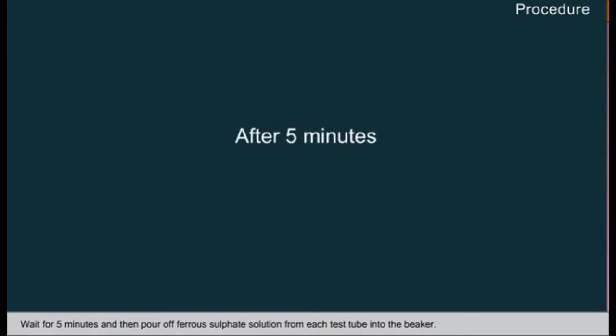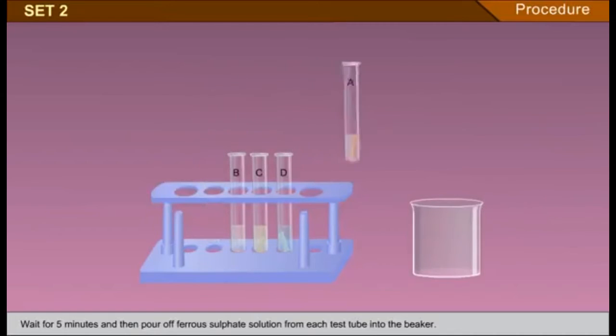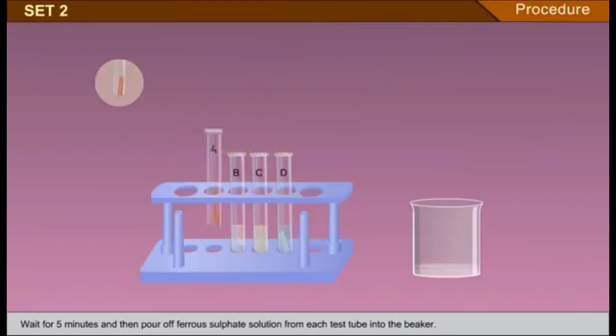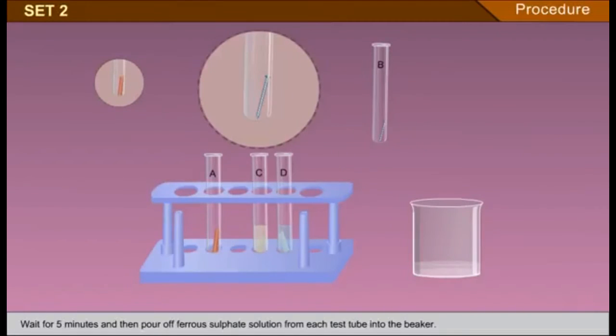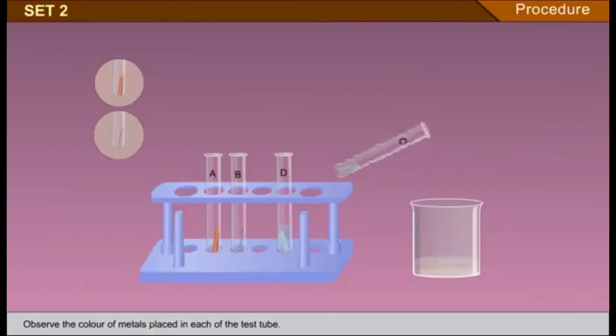Wait for 5 minutes and then pour the ferrous sulfate solution from each test tube into the beaker. Observe the color of metals placed in each of the test tubes.